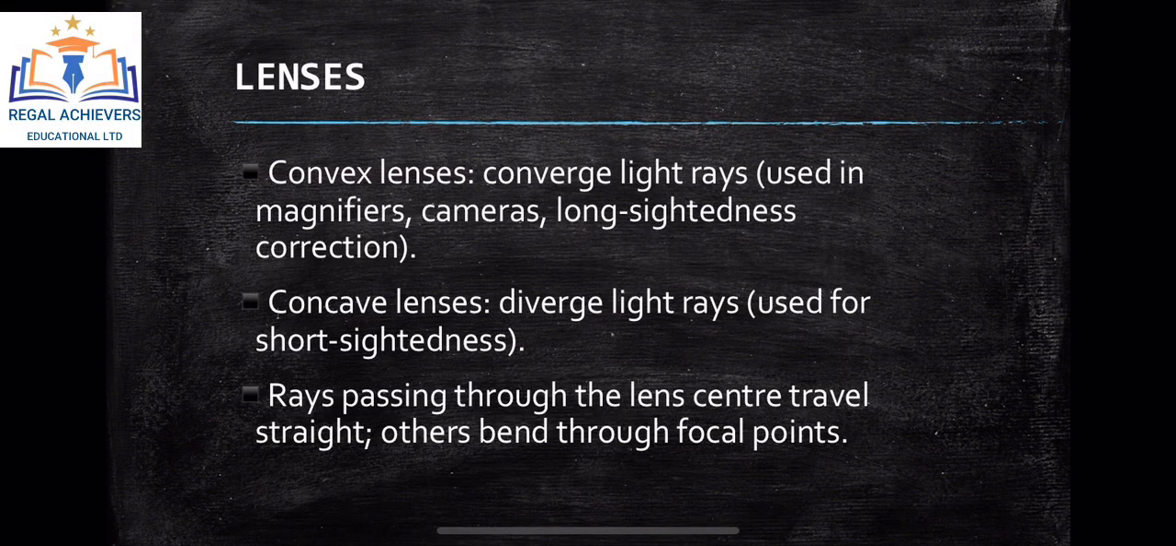Lenses. We have convex lens and concave lens. In a convex lens, the light converges. The converged light rays are used as a magnifier, in the camera, and in long-sightedness correction. But in concave lenses, we use the diverged light rays, and it's often used to correct short-sightedness. The rays passing through the lens center travel straight, while others bend through the focal point.